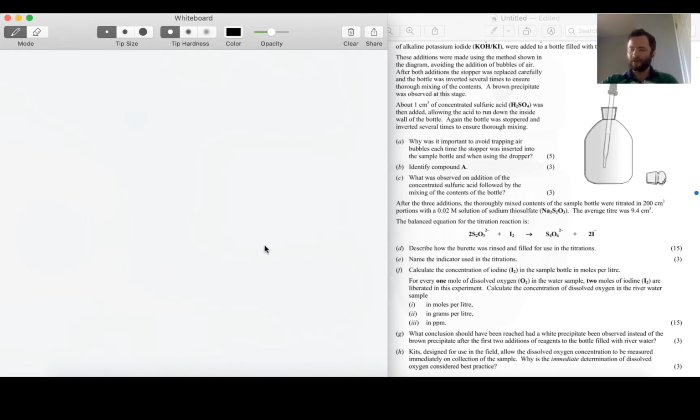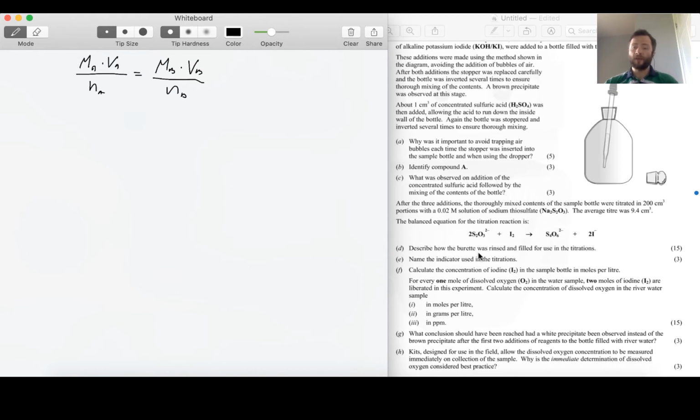Now, the way I'm going to deal with this is I'm going to use the equation for every titration from volumetric analysis, where I know that molarity of acid times volume of acid over the number of moles of acid is the same as molarity of the base times the volume of the base over the number of moles of the base in a given titration.